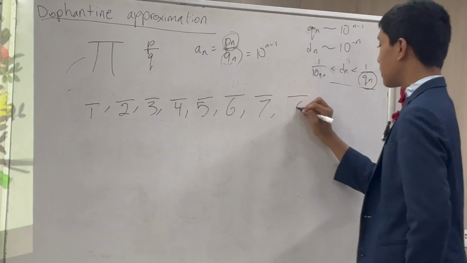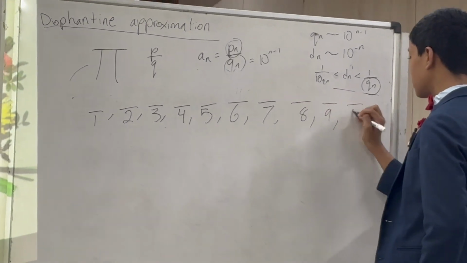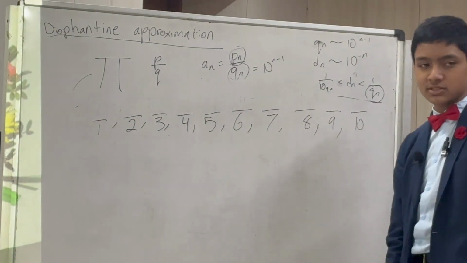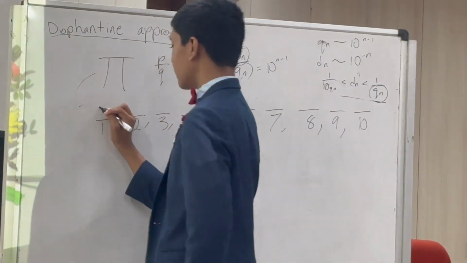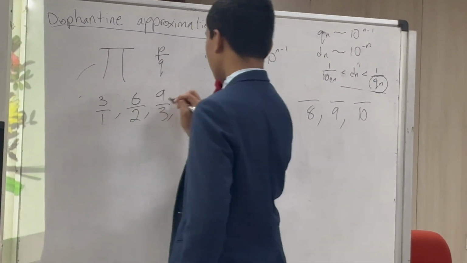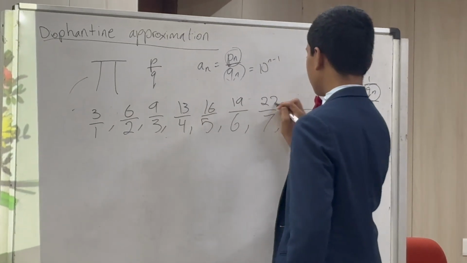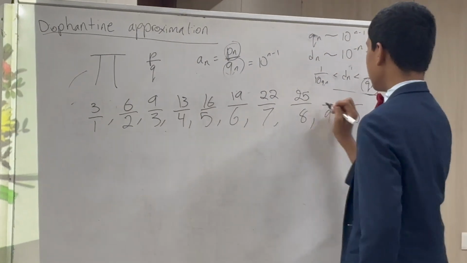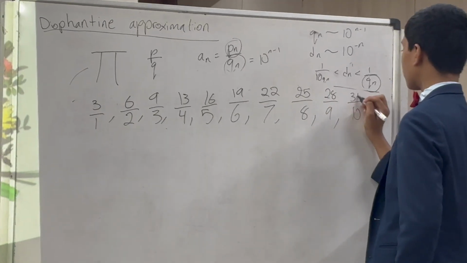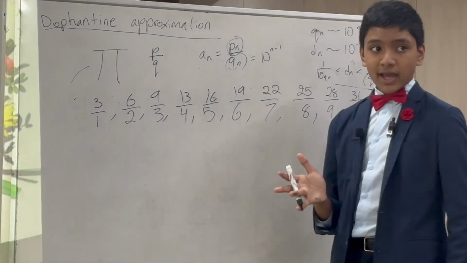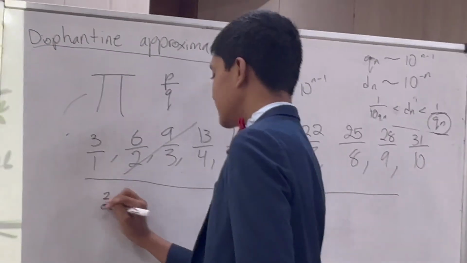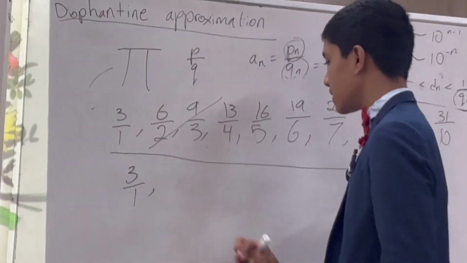And now, I want the integer on the numerator that provides the closest approximation to pi. So this is very obvious. 3 over 1, 6 over 2, 9 over 3, 13 over 4, 16 over 5, 19 over 6, 22 over 7, 25 over 8, 28 over 9, and 31 over 10. Let's remove all of the approximations that are the exact same as 3 over 1, so they can't be included.